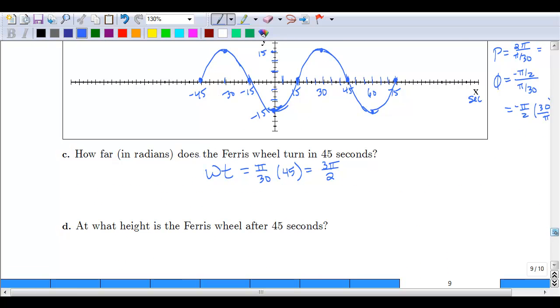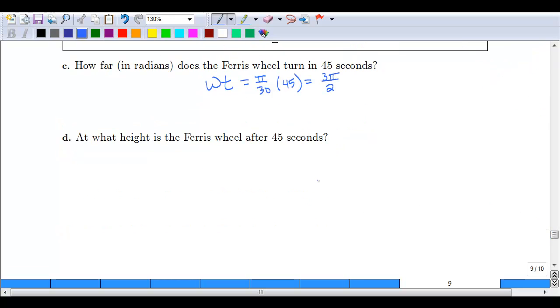Okay, if we want to find the height of the Ferris wheel after 45 seconds, we plug everything into y. So y is equal to 15 times the sine of pi over 30 times 45 minus pi over 2. And when you do all this, you should end up getting 0, which makes sense as far as height goes.